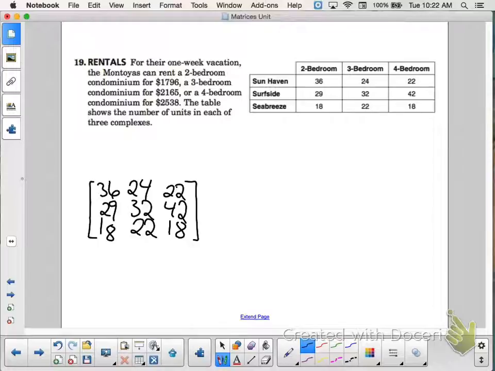So they tell the family that they could rent a 2-bedroom condominium for $1,796, a 3-bedroom for $2,165, or a 4-bedroom for $2,538. Here's the next part that I want you guys to do. I want you to make a matrix of the prices that they quote. So using that 1,796, 2,165, and 2,538.